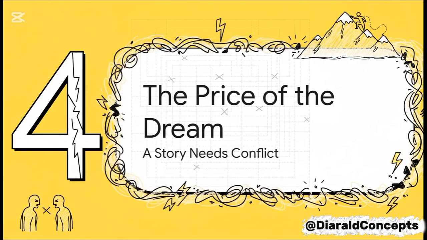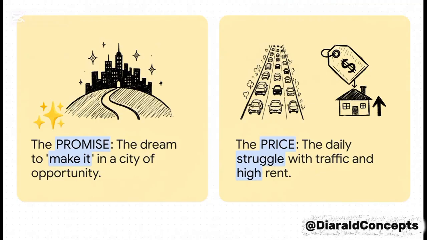But, you know, a story without some kind of struggle is just a commercial. It's not interesting. That's why the blueprint brings in the price of the dream, because every great story needs conflict. So, scene 4 of the script is built to create this exact tension. On one side, you've got the promise, that dream to make it. And on the other, you've got the price, the daily grind, the traffic, the crazy high rent. This is the story's reality check.